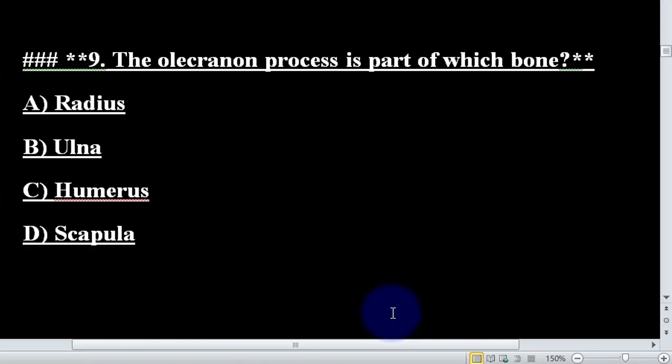The next question is, the olecranon process is part of which bone? We have A, the radius, B, the ulna, C, the humerus, D, the scapula. The correct answer here is the ulna. When we talk about the olecranon process, we are talking about the ulna, which forms the elbow.